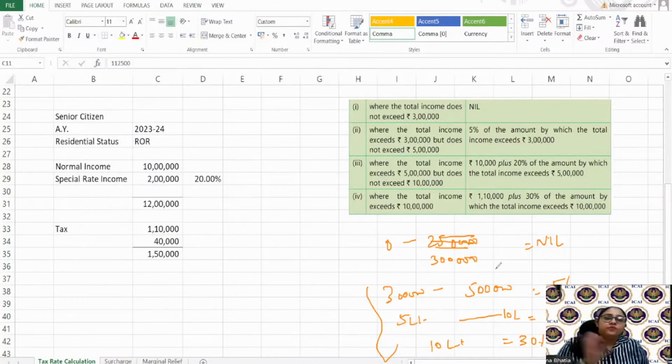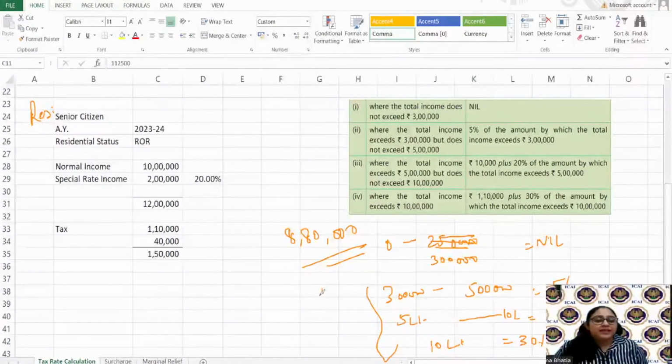So can I say for senior citizens, not only use the word senior citizen, always use the word resident senior citizen. The slab rate, the basic exemption limit is increased from 2,50,000 to 3 lakhs. Otherwise, all the things go same. So if I have to compute the tax on 8,80,000 for a senior citizen, what would be the tax for the senior citizen having an income of 8,80,000? Quickly.